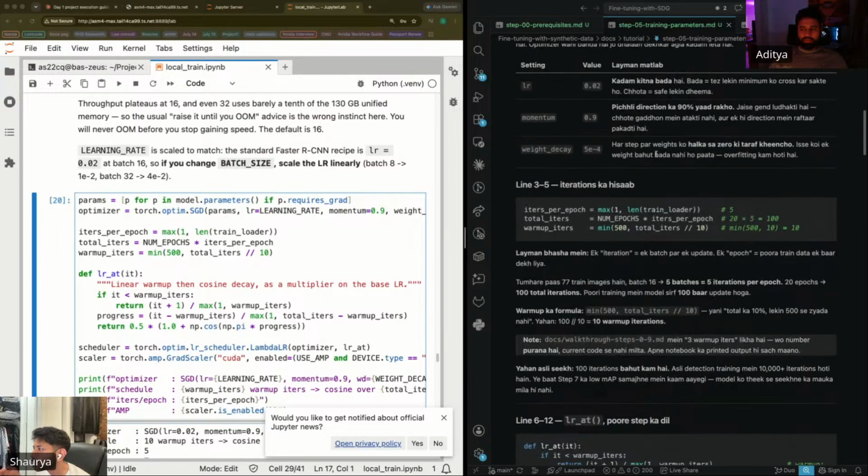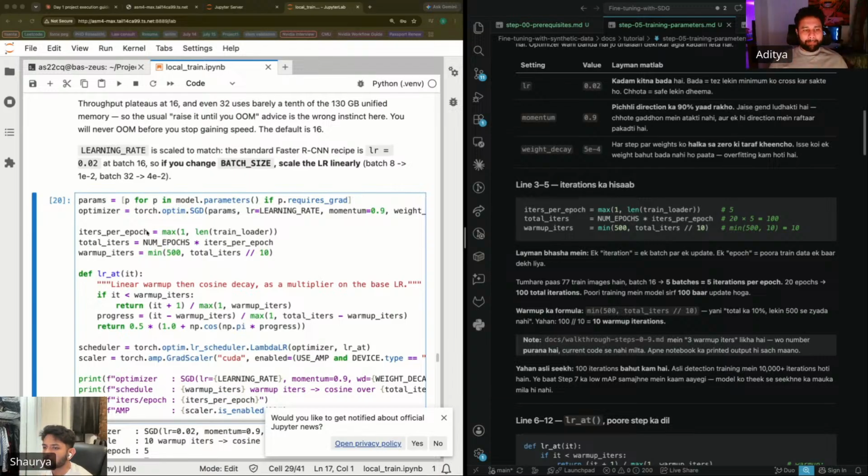ओके, हर स्टेप पर वेट को हल्का सा जीरो की तरफ खींचो, इससे कोई एक वेट बहुत बड़ा नहीं होता, और ओवरफिटिंग कम होती है. ओके, so weight decay is basically something that controls the overfitting of the model. It prevents the overfitting.